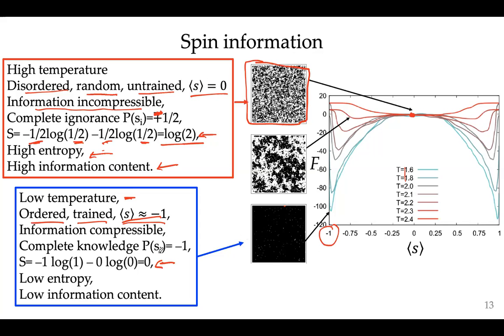So there's complete knowledge. You know that the probability for being down is 1, and the probability for being up is 0. If you calculate the entropy, it's just 0. So the entropy being 0 means we actually know everything about the system. So it's low entropy, and that also means low information content.